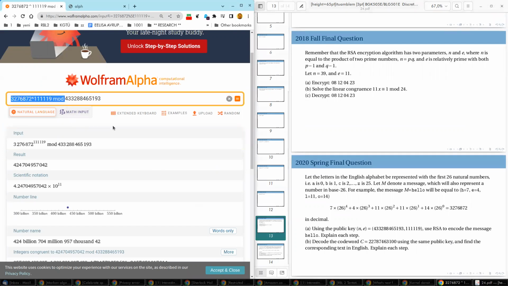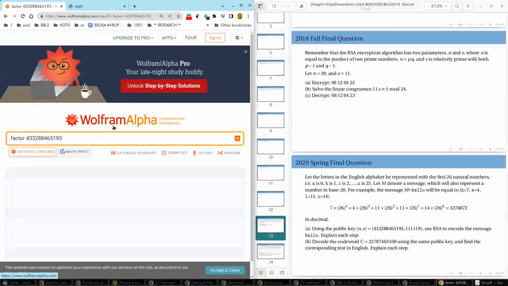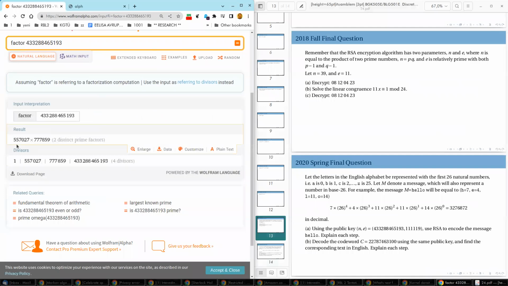We'll just factor this number, and you see I instantly get the result. These are the two prime numbers, right? Two distinct prime factors, and Wolfram Alpha was able to find them in under a second. So obviously this is a useless public key. Therefore, in reality, you should be very careful selecting your public keys, because now that I know the P and Q values, it's very easy for me to decode this word because I know what to do.